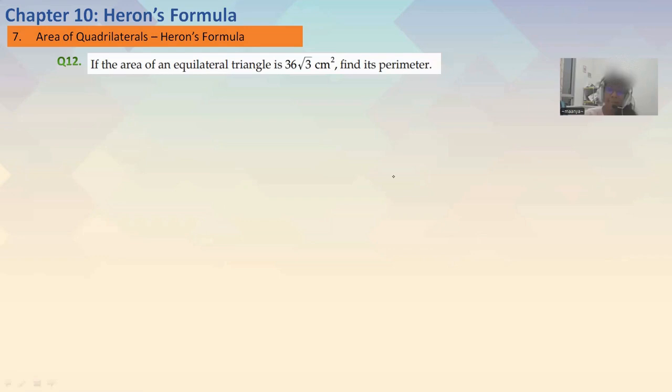Let's try this. Simple question, very easy. You just have to recall the formula I gave you for an equilateral triangle. Root 3 by 4 a square. Absolutely, use it, get it done. Come on.